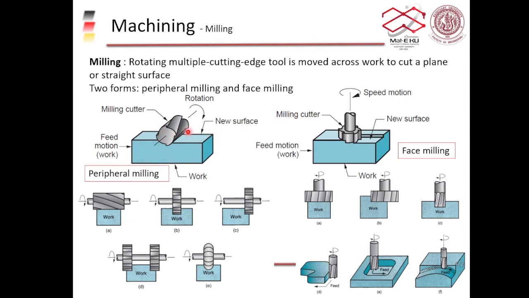For peripheral milling, the milling tools are in this configuration. The rotation is horizontal, but for face milling, the rotation of the milling bits is vertical. We have vertical rotation, right? So those are the two different milling techniques.